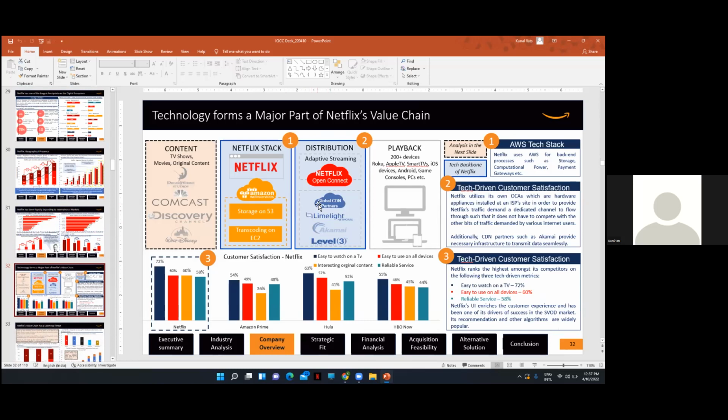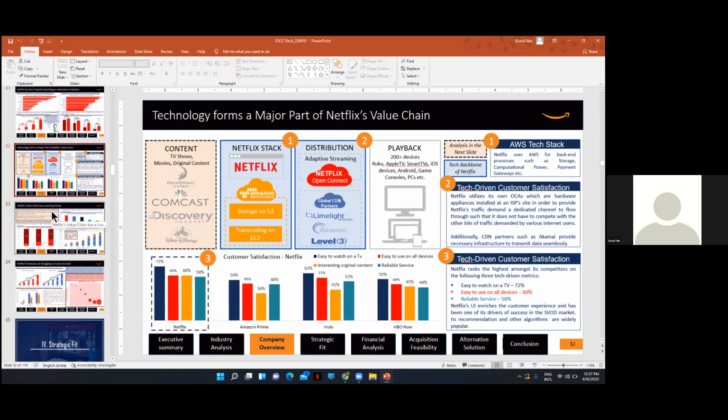Now, technology definitely forms a major part of Netflix, and we'll be discussing this soon as well. It's into content, it's into distribution as well. It's developed its tech infrastructure in a good way, in the sense that it's self-reliant in a lot of ways. And this will again play a role in the synergies that can accrue with the two companies.